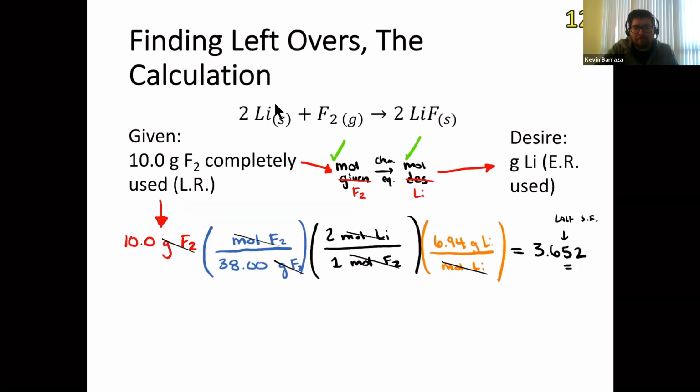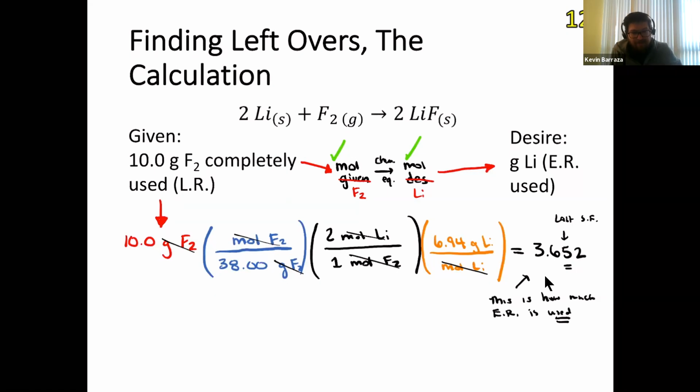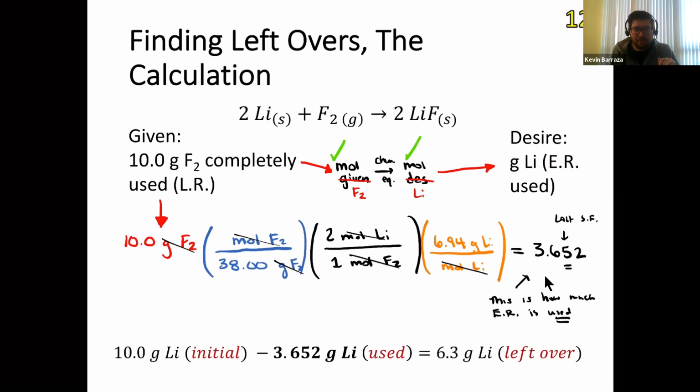ER combines with the LR. So this is not actually the desired answer. This is how much ER is used. So then what do we do to find out how much is left over? It's going to be the difference between the initial and how much was used up. And so there it is.